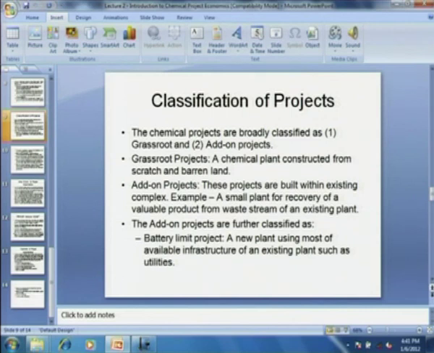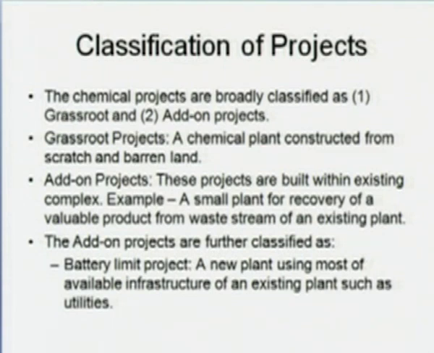So these add-on projects could be of several subtypes. One is what is known as a battery limit project. A battery limit project, by definition, is a new plant using most of the available infrastructure of an existing plant, such as the utilities, administration building, security, tanks or storage facilities, the effluent treatment plant, and so forth. An example of this is a plant to manufacture technical grade fumaric acid by scrubbing gases of a phthalic anhydride plant using orthoxylene as feedstock. So this could be deemed as a battery limit plant.